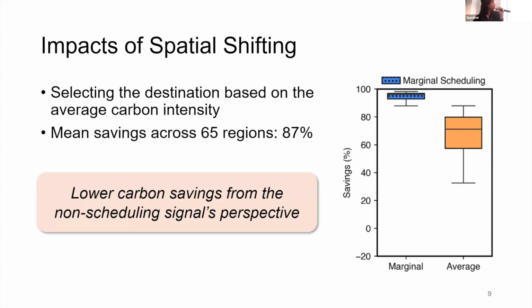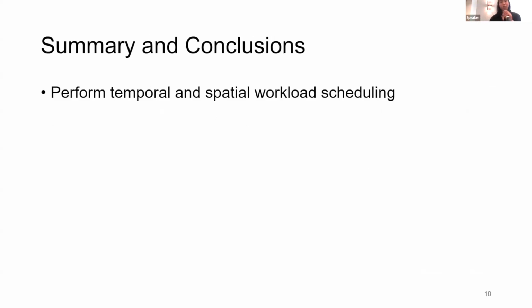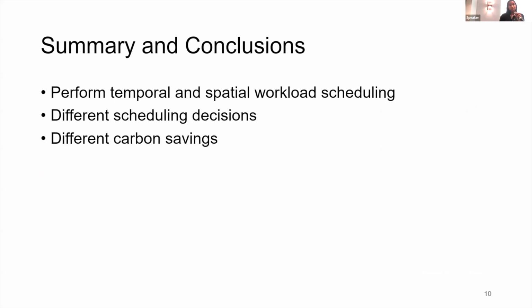And again, we also have a result of that. We use the average carbon intensity as a scheduling signal, and it yielded a similar result of carbon savings, around 87%, and you can look into more details in the paper. All right, so to summarize, in this work, we perform temporal and spatial workload scheduling. And the two signals result in different scheduling decisions as well as different carbon savings.